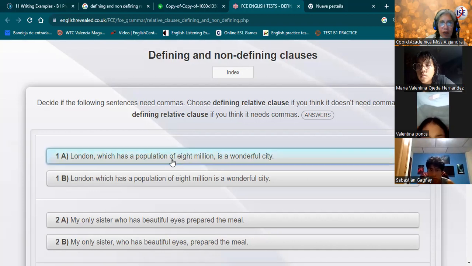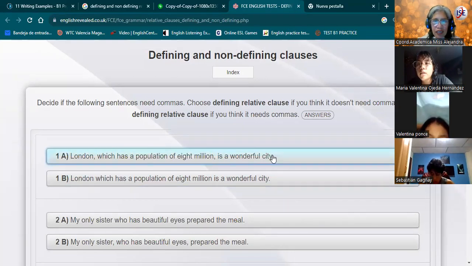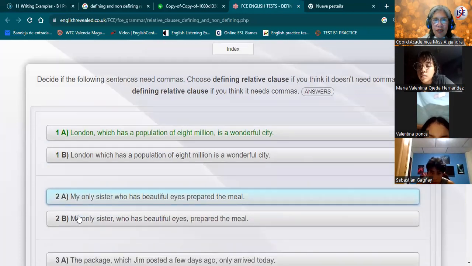So, London, comma, which has a population of 8 million, is a wonderful city. Or, London which has a population of 8 million is a wonderful city. Which one is the defining? The letter A, okay? Which has a population of 8 million is extra information.